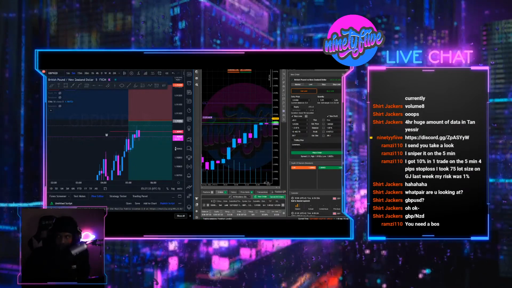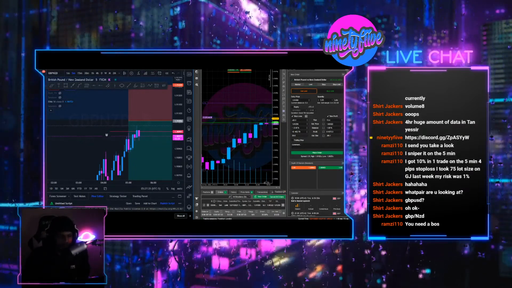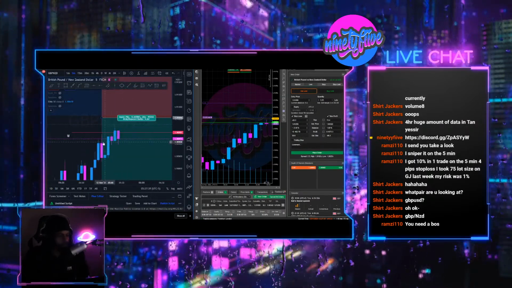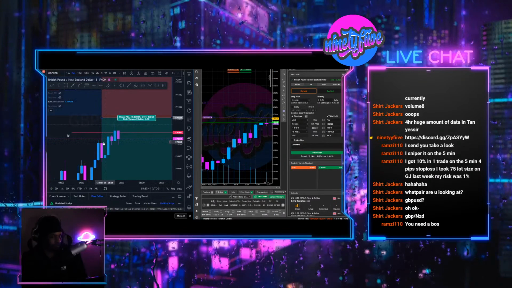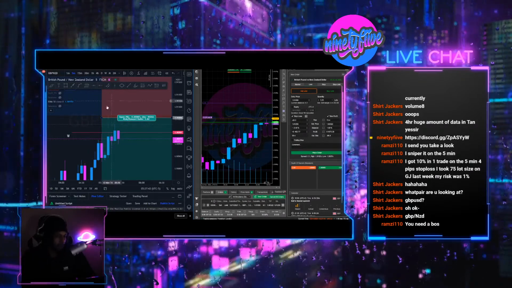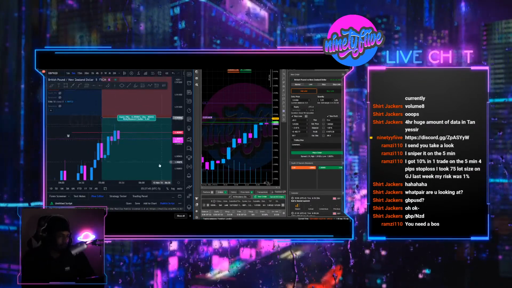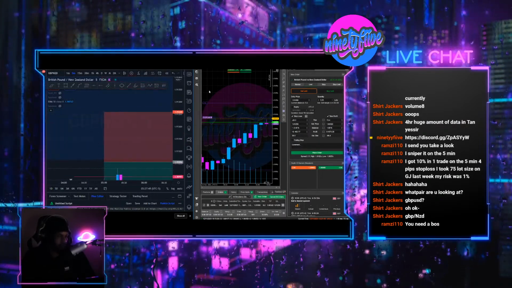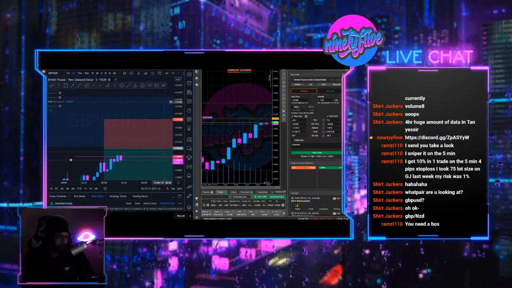Question, Ramsey. When you trade your order blocks, do you only take it when it's mitigated the order block, or if you see structure setting up outside of it, or if it breaks through it a little bit, would you trade that?